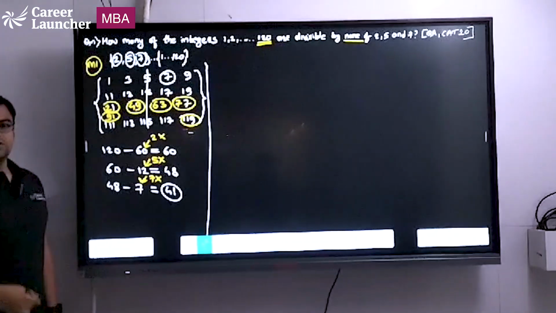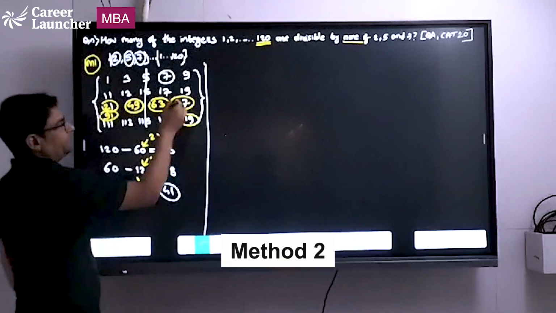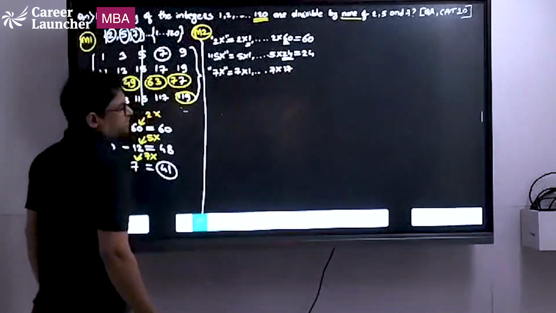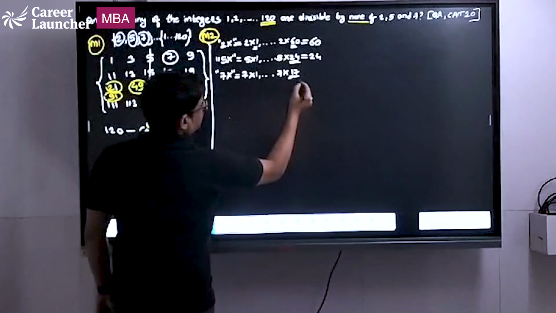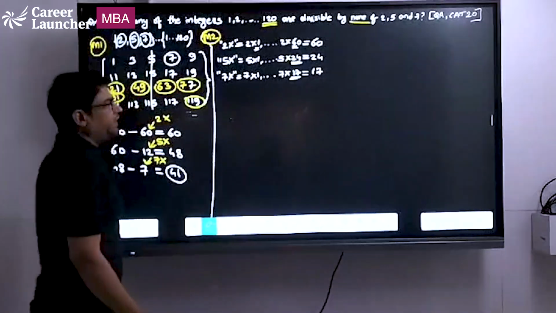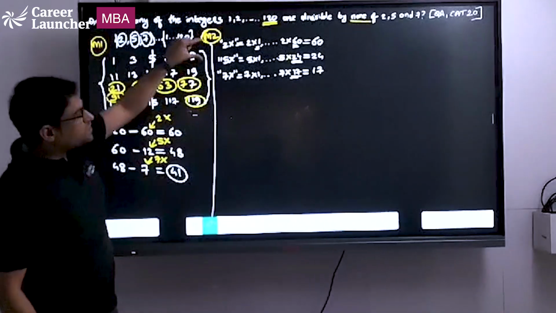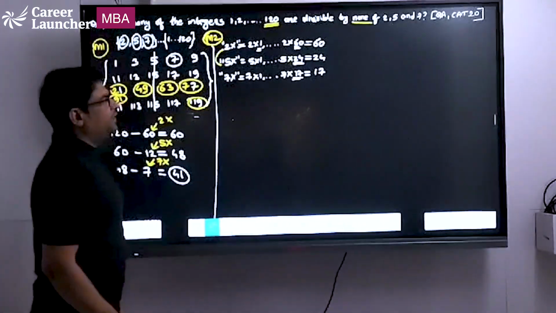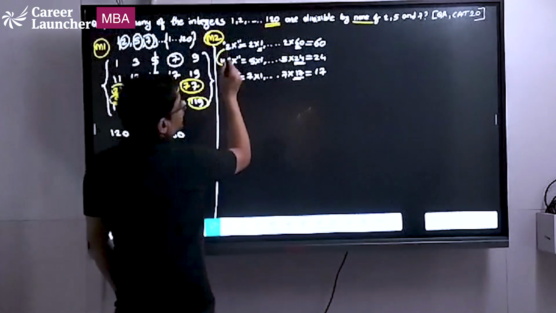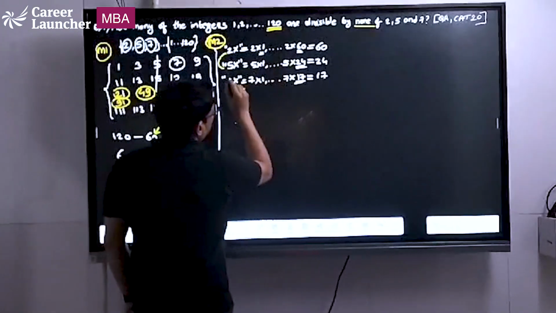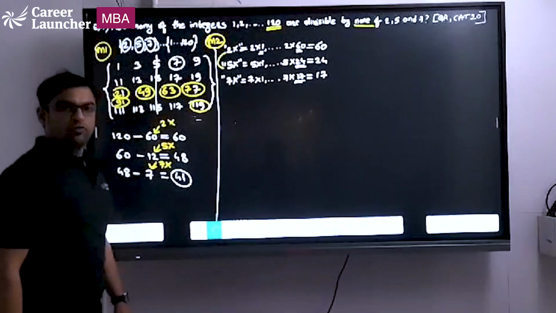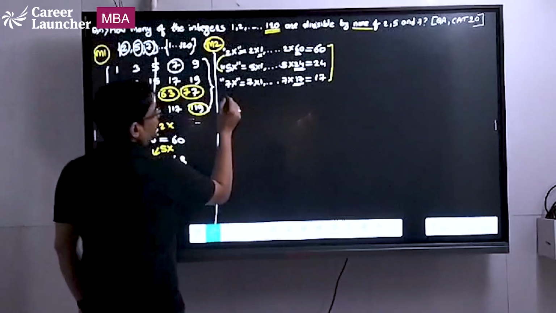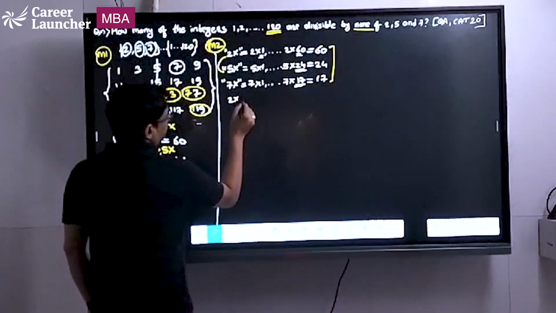Clear? So let's solve this question with another method. 7 into 17 is 119. So in total I have 17 multiples of 7, right? There you may have a doubt. There would be some multiples which are common to 2 and 5. For example, 10. So 10 would be counted once while counting multiples of 2 and once while counting multiples of 5. So I will have to remove them. So these are the direct multiples. Now I will be taking the common multiples and removing them.